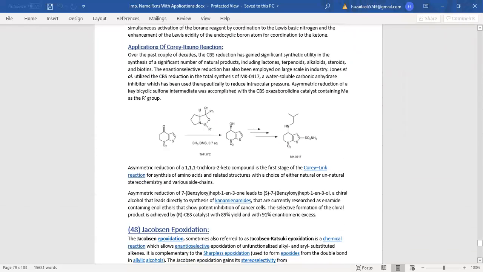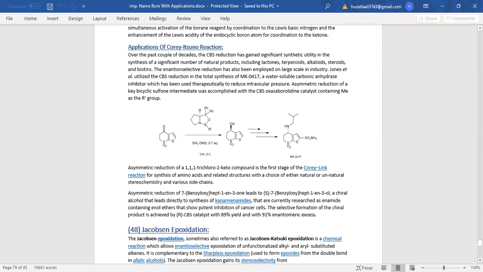Applications. Over the past couple of decades, the CBS reduction has gained significant synthetic utility in the synthesis of a significant number of natural products, including lactones, terpenoids, alkaloids, steroids, and biotins. The enantioselective reduction has also been employed on a large scale in industry.